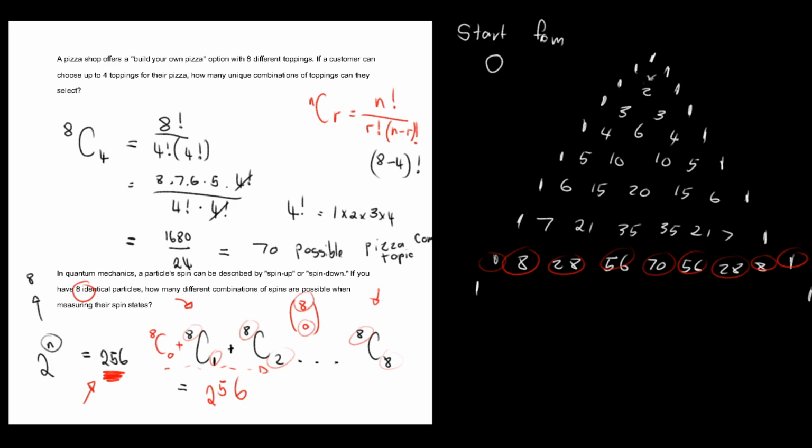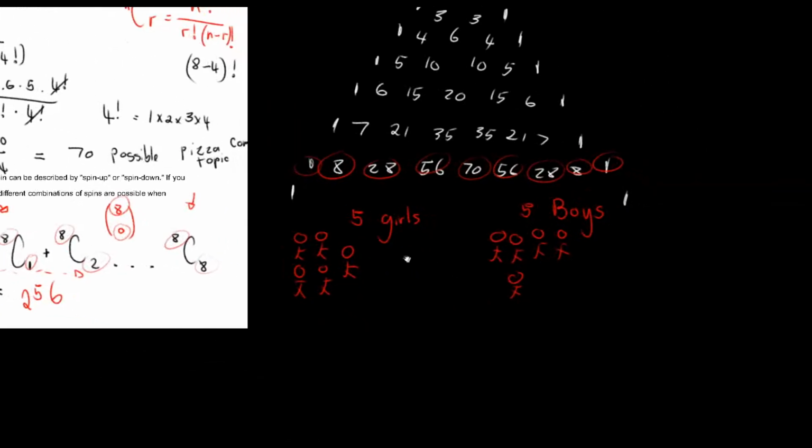Let's say we have some students, right? Say we have 5 girls and we have 5 boys. Okay, so these are 5 boys. Now, I need to pick 2 girls and 3 boys. Okay? So let's go a bit down.